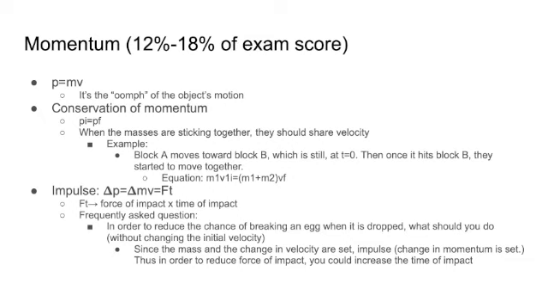So a frequently asked question is going to be like, in order to reduce the chance of breaking an egg when it is dropped, what should you do without changing the initial velocity? So since the mass and the change in velocity are set, the impulse, which is the change in momentum, is set. So thus, in order to reduce the force of impact, you have to increase the time of impact.